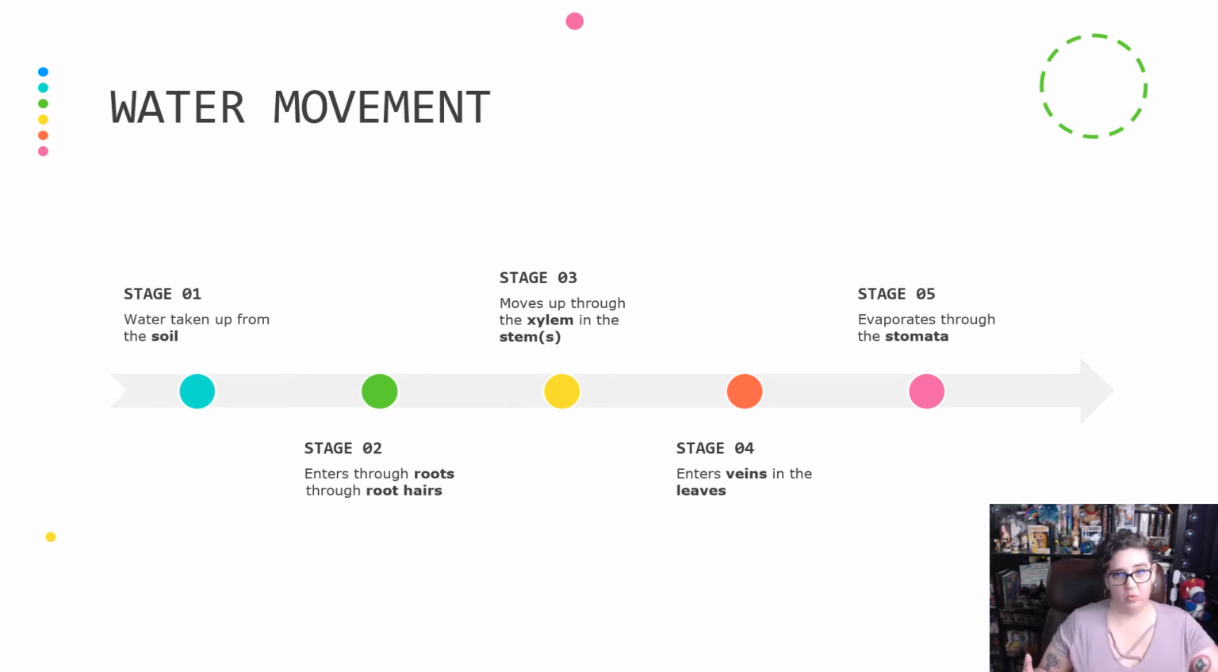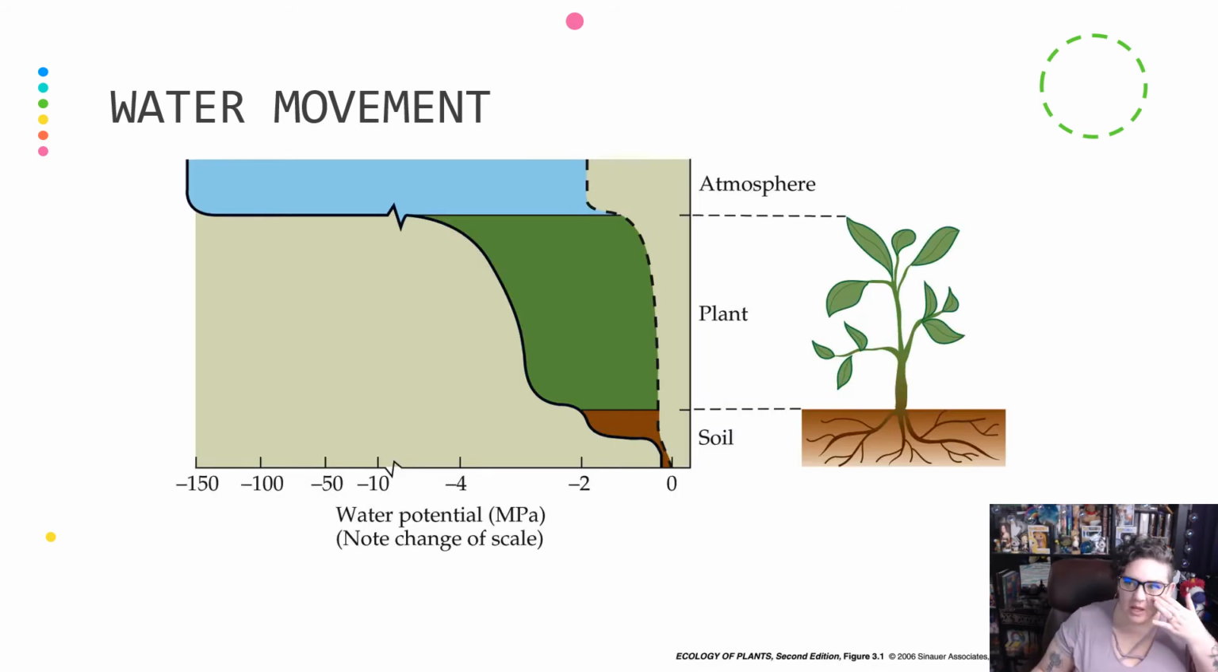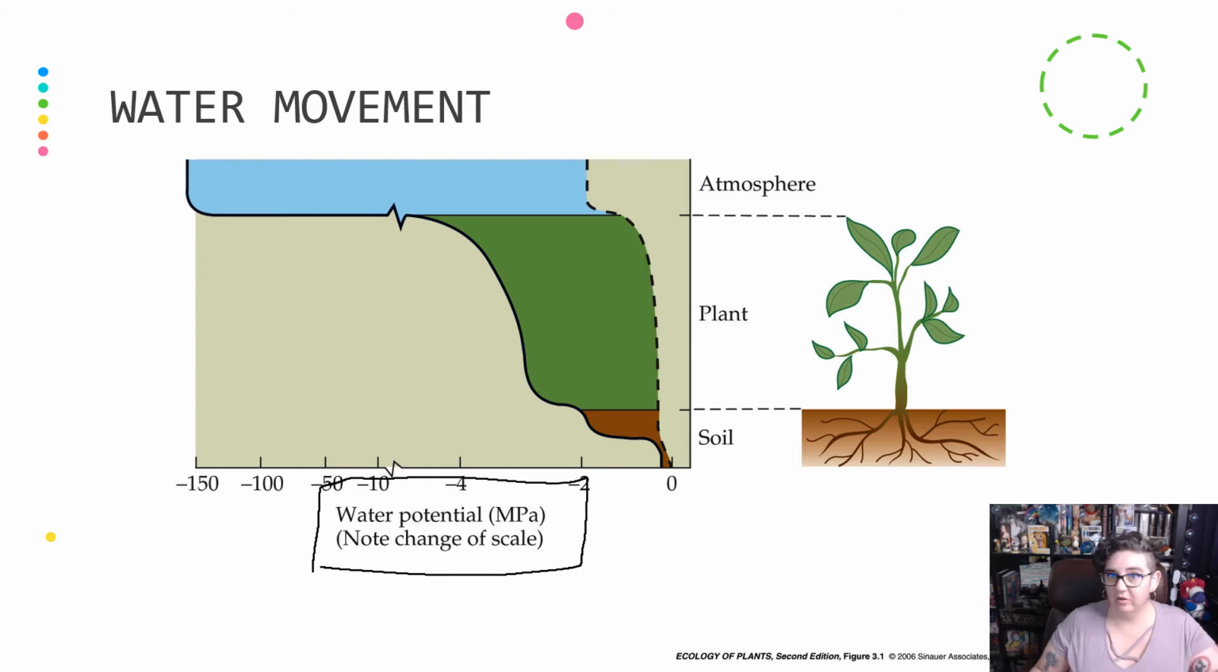We know that it's water potential, but how is it happening? And so that's water potential. Note down here, this is the water potential on the x-axis. So water in the soil has a much higher potential than the water that's in the atmosphere. And so it's going to move from the soil up through the plant to the atmosphere.